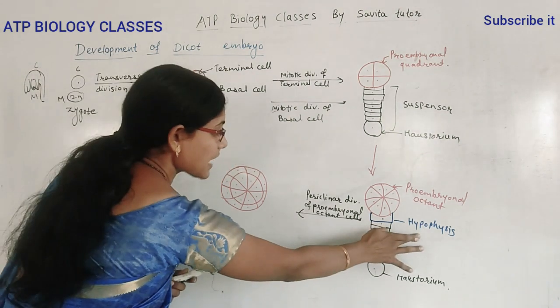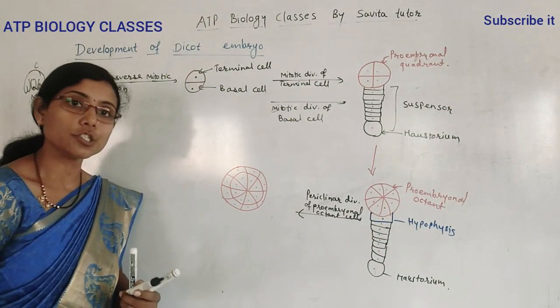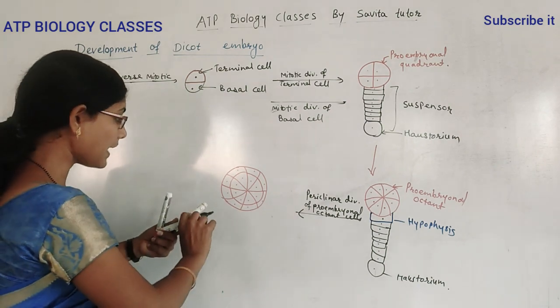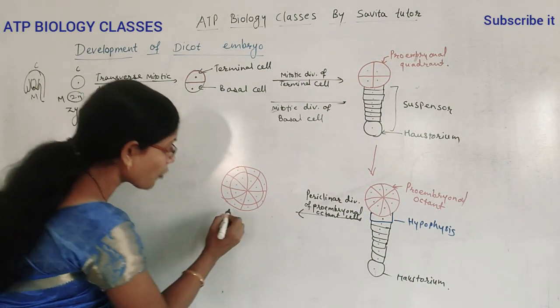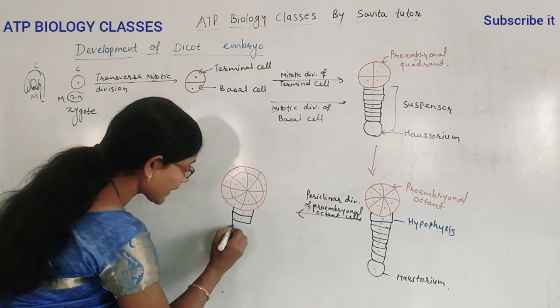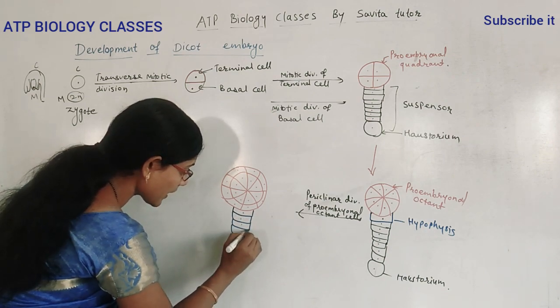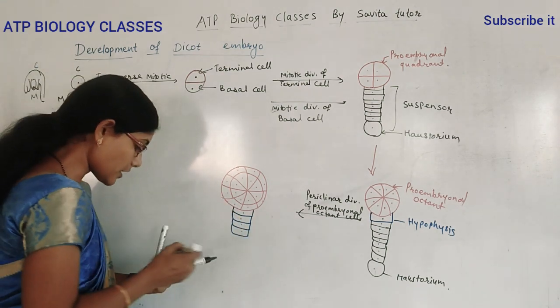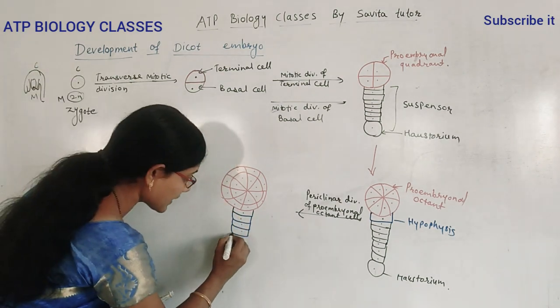Now what happens with this hypophysis? Hypophysis cells will also divide mitotically, and see, there will be one division, 2 cells will form, again second mitotic division, and these 4 cells will form. The suspensor's other cells will remain as they are.